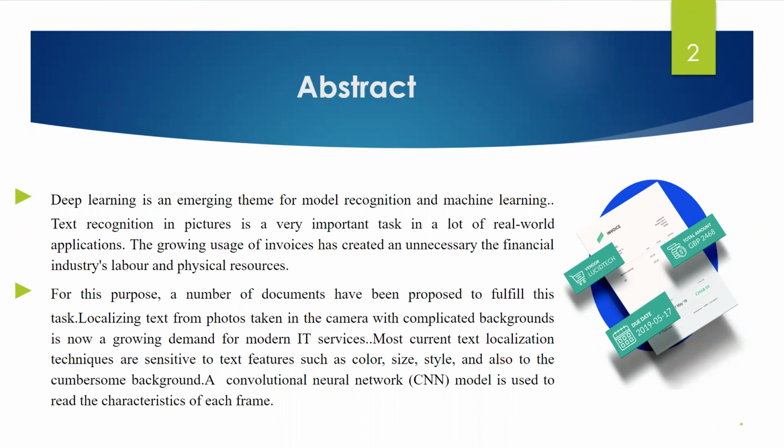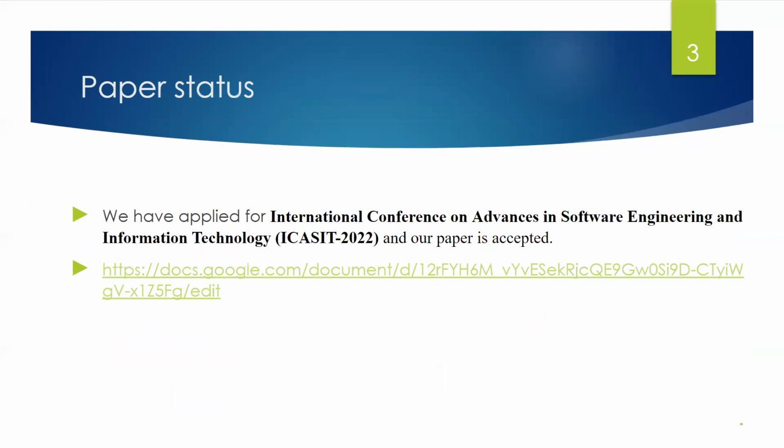So localizing text from photos taken in the camera with complicated backgrounds is now a growing demand for modern IT services. Most current text localization techniques are sensitive to text features such as color, size, style, and also to the noisy background. A convolutional neural network, which is the CNN model, is used to read the characteristics of each frame.